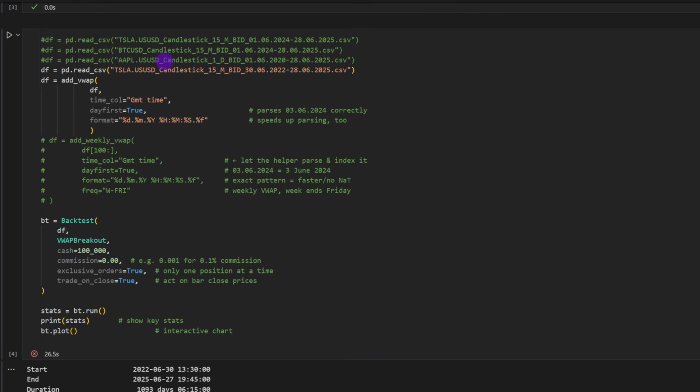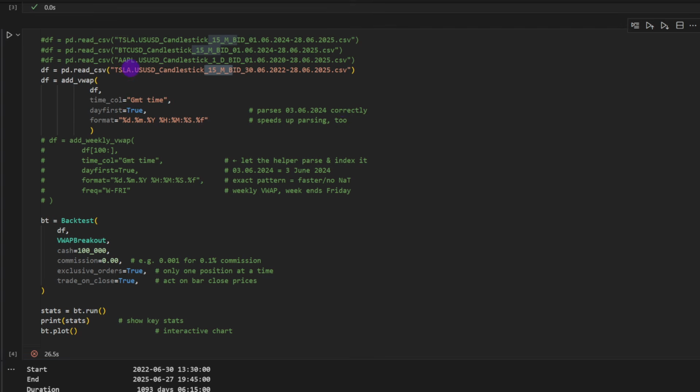And this is where you can test the strategy. Notice that I've been testing this on different CSV files. So I have the Tesla 15 minutes time frame, the Bitcoin 15 minutes, Apple daily time frame, and the Tesla 15 minutes time frame here for different dates.